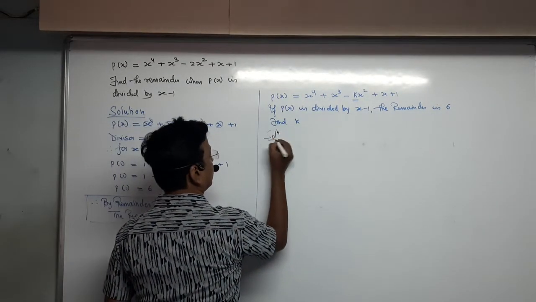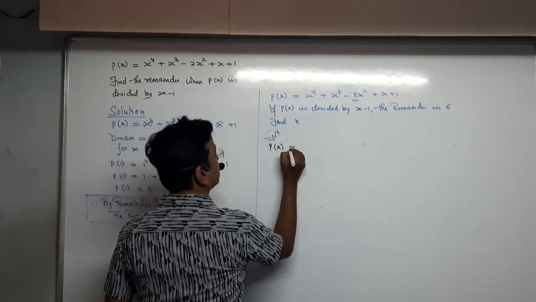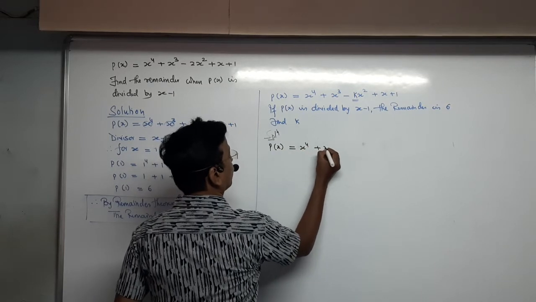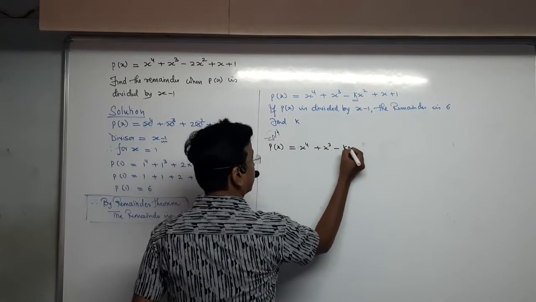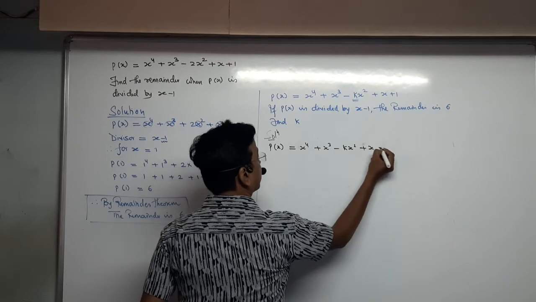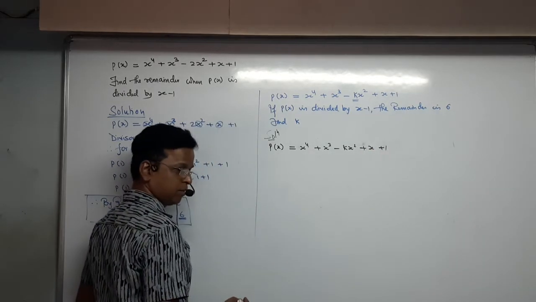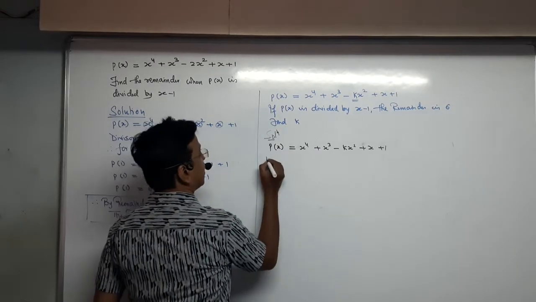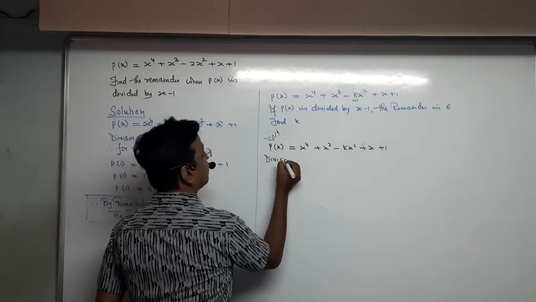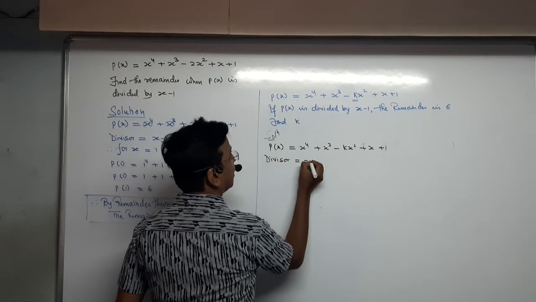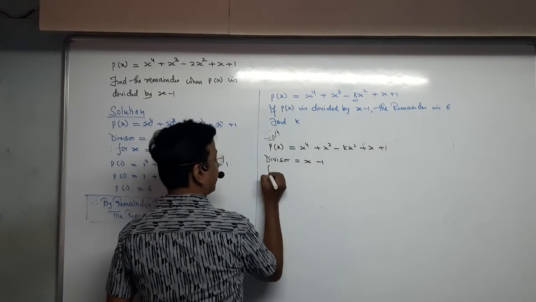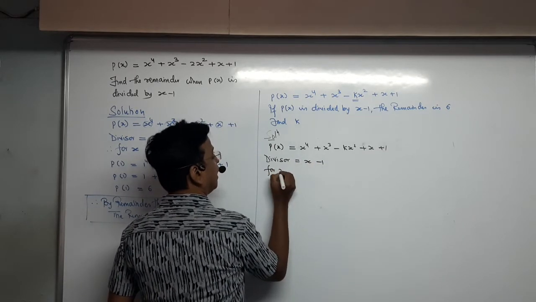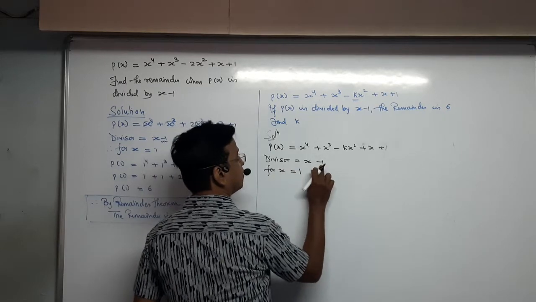Solution. P of x is equal to x raised to the power of 4 plus x cube minus k x square plus x plus 1. This is your polynomial, the dividend. This is the divisor. Divisor is equal to x minus 1. So again you will do the same, for x is equal to 1.